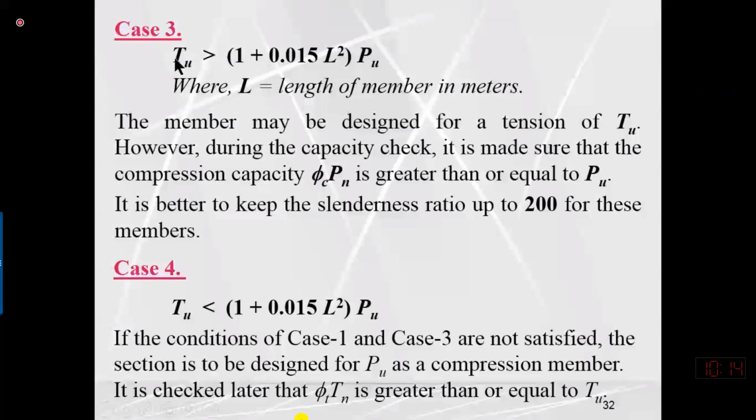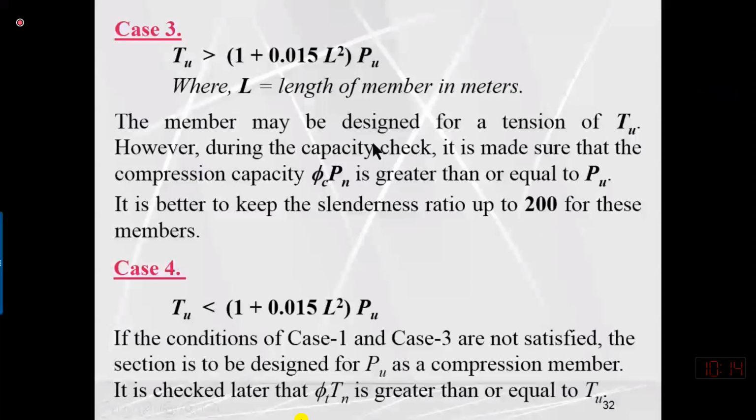So I am discussing case 3. In case 3, if the left hand side is more than the right hand side, then we will design this member as a tension member. But later on, we will check the capacity also in compression. A stress reversal member is subjected to both appreciable or significant compressive forces and tensile forces. So the maximum slenderness ratio should not be more than 200.